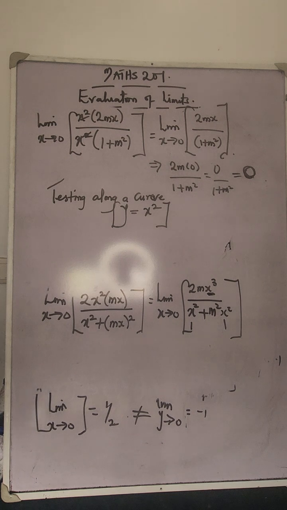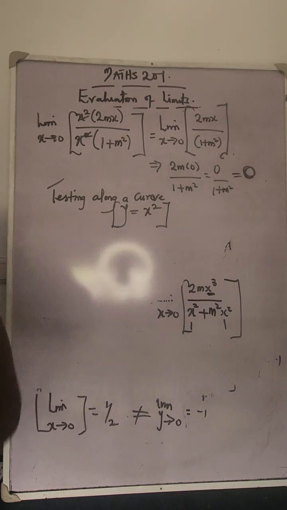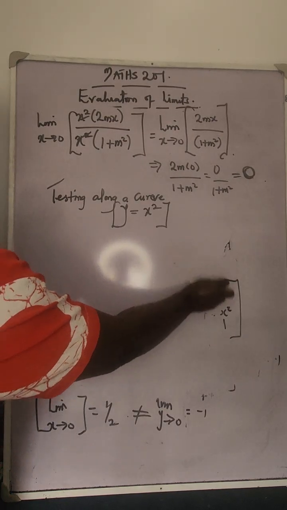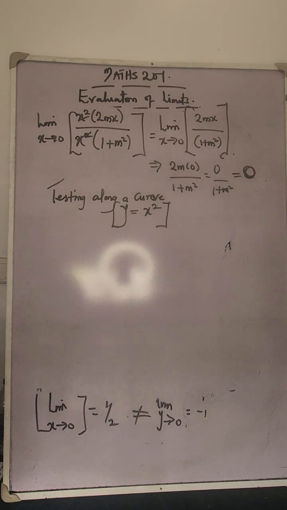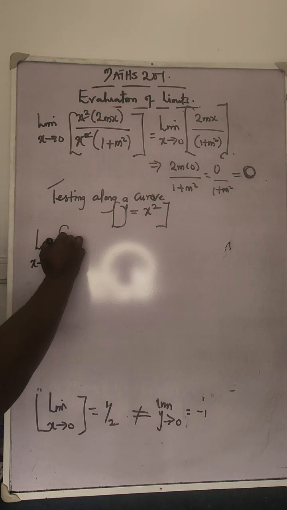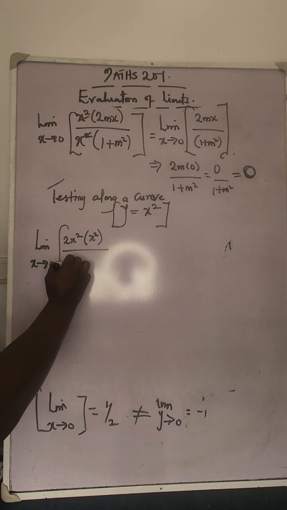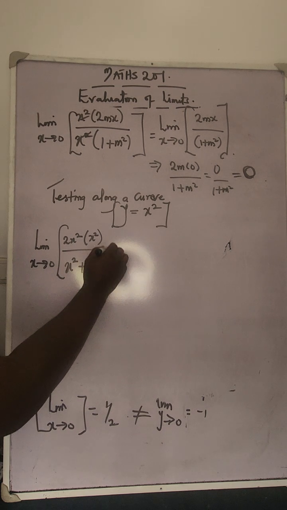So let's test along a curve, y equals x squared. So what we have is the limit as x approaches 0 of the function 2x squared times x squared over x squared plus x squared squared.